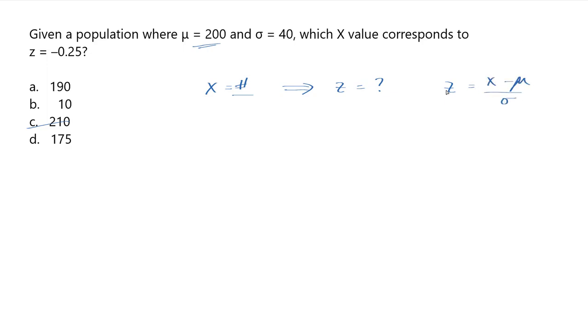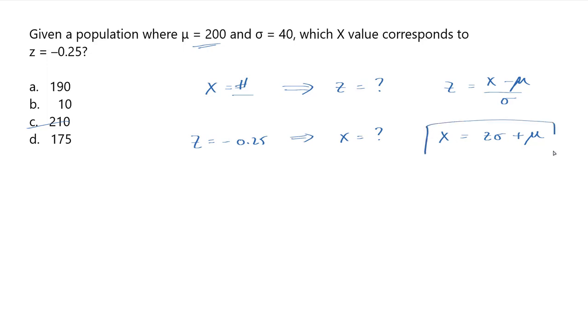Now, unfortunately, we don't have that kind of setup here. Instead, we've got things the other way around. We know what the z value is, and we need to convert it to x. In order to do this, I'm going to need to use this formula, and it looks like this. It is z sigma plus the mean.